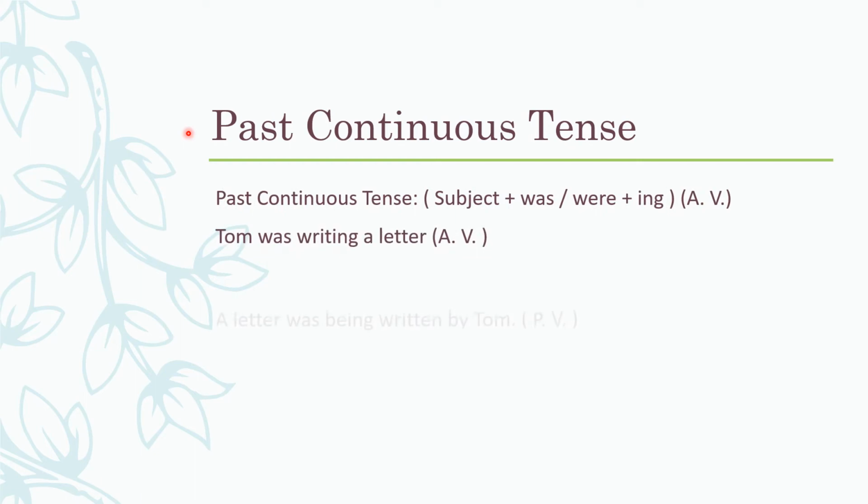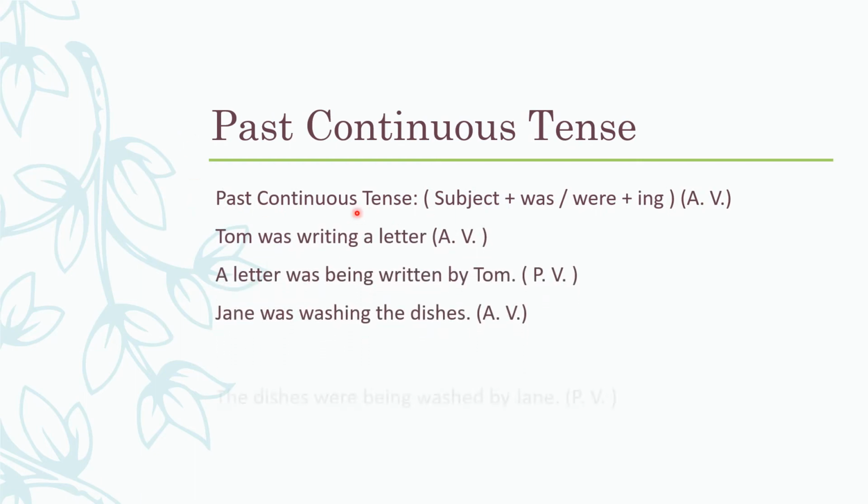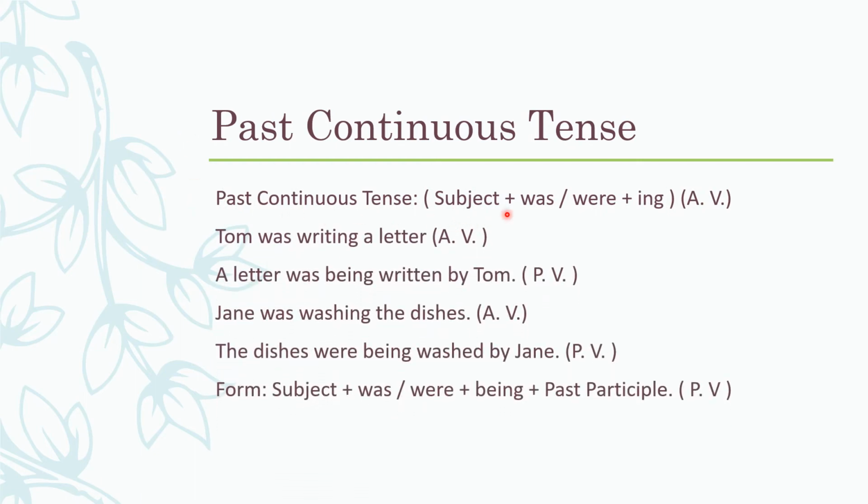Past continuous tense. The form of the past continuous tense: subject, was, were, plus ing form of the verb. Look at the sentence: Tom was writing a letter. So Tom is the subject, was the be form in the past, and this is the ing form of the verb, that is writing. A letter is the object. So this is in the active voice. We have to change this into the passive voice.